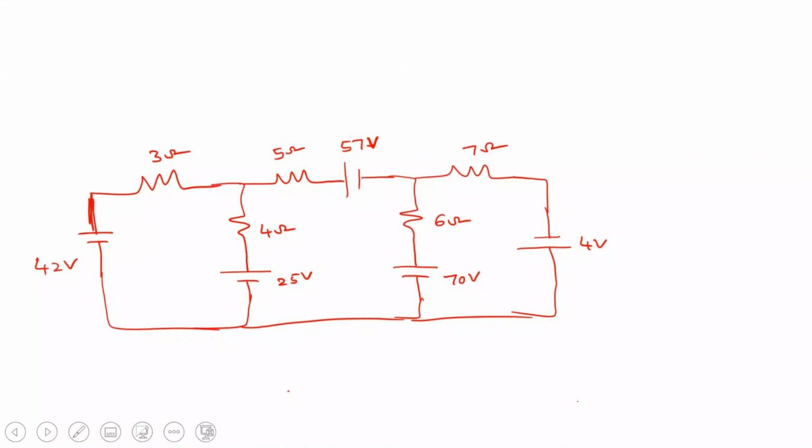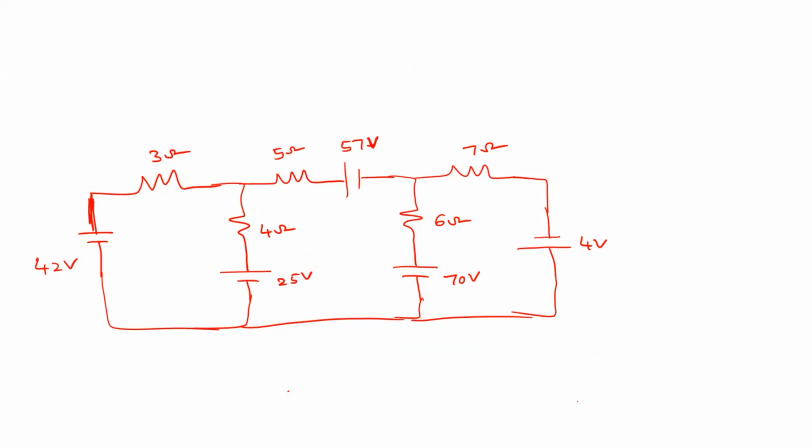Okay. So if this is the circuit, I want to calculate the current through this 3 ohm resistor, 5 ohm resistor, and 7 ohm resistor. So that is the question, right? You need to solve by using the loop current method or mesh analysis. The first step is we need to identify the number of loops or meshes, right? So how many loops or meshes are there?